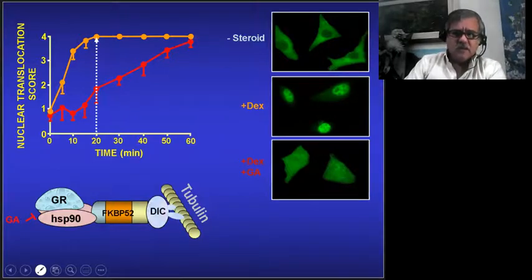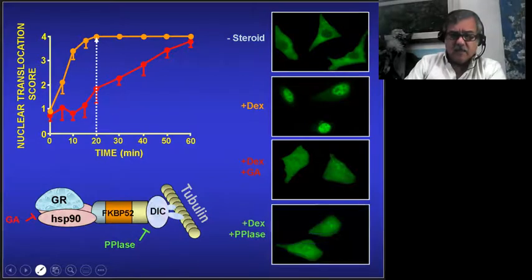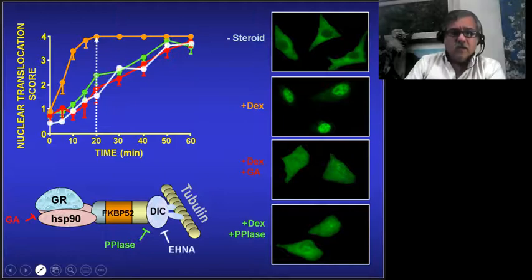To answer this, we use a non-pharmacologic approach, the overexpression of the PPIase domain, which should compete with dynein binding. The results were quite similar, as well as when we overexpress the TPR domain, which competes with the binding with 52, not shown here, or when we use an inhibitor of the ATPase activity of dynein. All the translocation rates were similar.